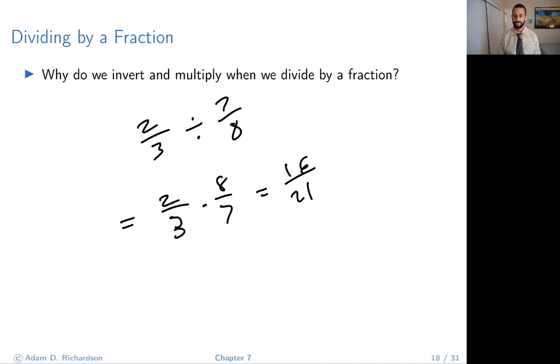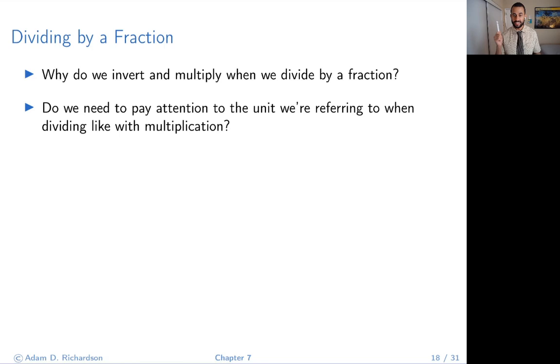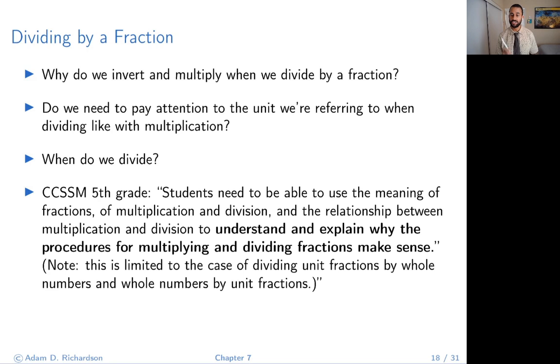Here's another question. Do we need to pay attention to the referent unit when we're dividing? So remember with multiplication, we were constantly like, well, 3/5 of what? Of the unit, of the lawn, of the part of the lawn that was raked? What's the referent unit? Do we need to pay attention to that when we're dividing? It's a good question. We'll find out. And when do we divide? In what contexts? How do we know when we're actually doing division as opposed to multiplication or addition or subtraction? Like, how do we know? We're going to see.